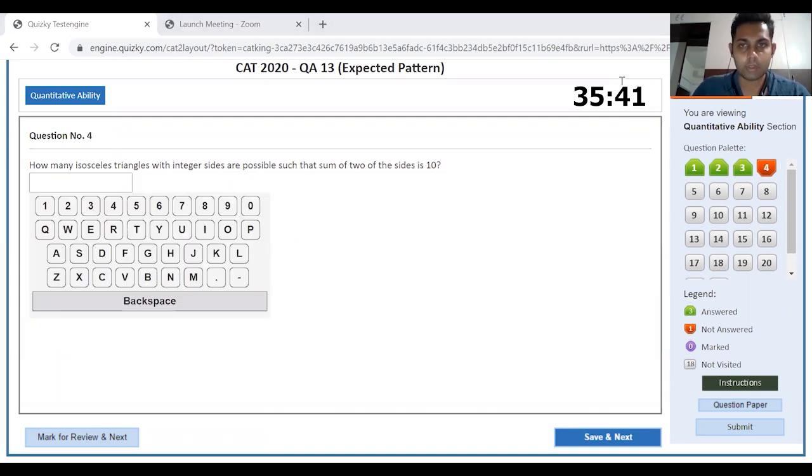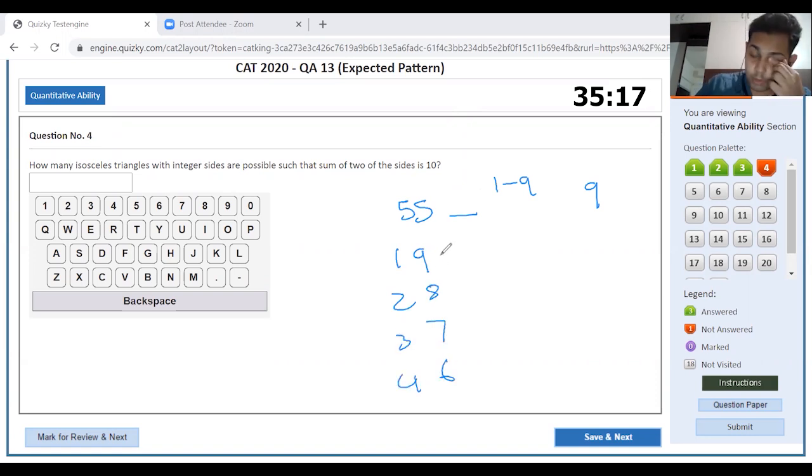Isosceles triangle. Isosceles means two sides are common. 10, right? So 10 is if, so that will be sum of two sides is 10. That means 5, 5, and rest whatever between 1 to 9. So I get 9 values. And other ways to get 10 is 1, 9, 2, 8, 3, 7, 4, 6. And 5, 5 is already considered, right? In this, I just need to check the cases where it is being valid.